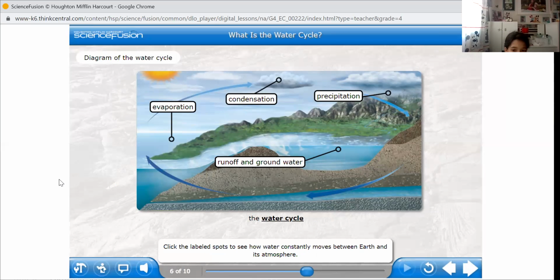First of all, let's start with evaporation. Evaporation, and we said when liquid water turns to what? Hi, Leon. Liquid water will turn to what in evaporation? Leon, I can't hear you.